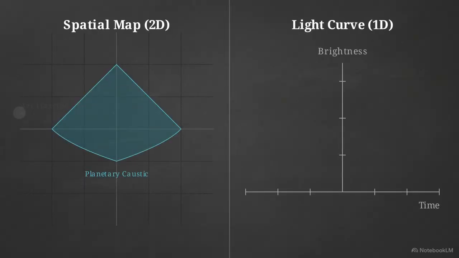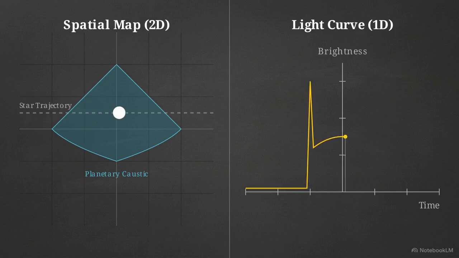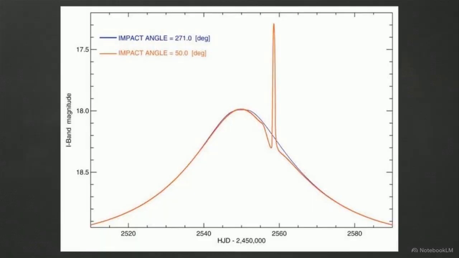The one-dimensional light curve we measure from Earth is simply a timeline of a background star moving in a straight line across this two-dimensional map. As the source star's trajectory intersects the caustic geometry, its brightness spikes precisely as it crosses the fold. This graph compares two distinct light curves.